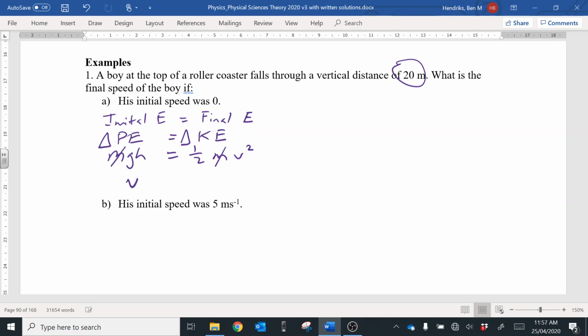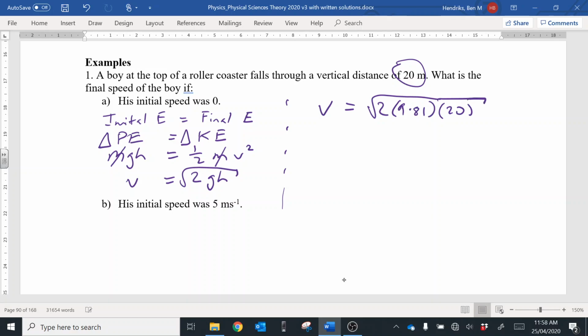Now we want to isolate v. So v is going to become, if we times both sides by 2gh, and we take the square root of that. Now we can substitute our values in. So velocity is equal to the square root of 2 times 9.81 times 20, and that becomes 19.8 meters per second. And because they asked for speed, we don't need a direction.